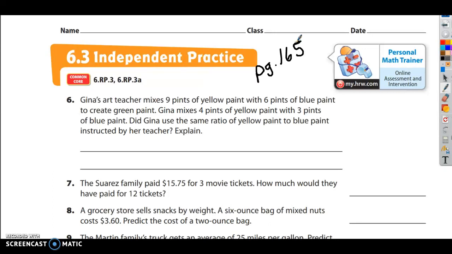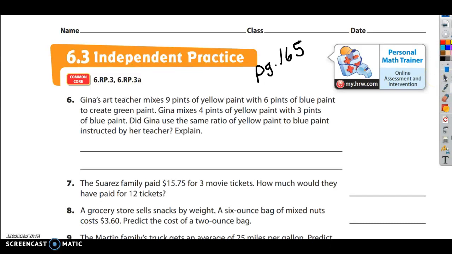Number 6 reads, Gina's art teacher mixes 9 pints of yellow paint with 6 pints of blue paint to create green paint. Gina mixes 4 pints of yellow paint with 3 pints of blue paint. Did Gina use the same ratio of yellow paint to blue paint instructed by her teacher? And explain. So what I can do here is show my work on these lines just like you could do in your book. We could also use a whiteboard, but this will be fine. I've got enough room here.